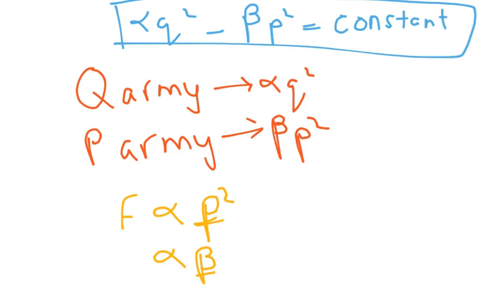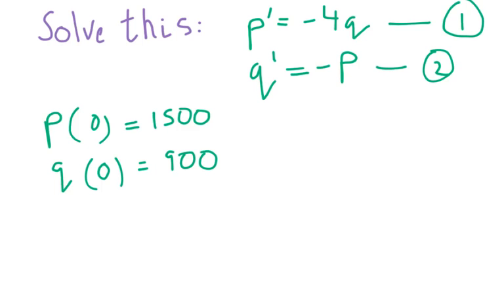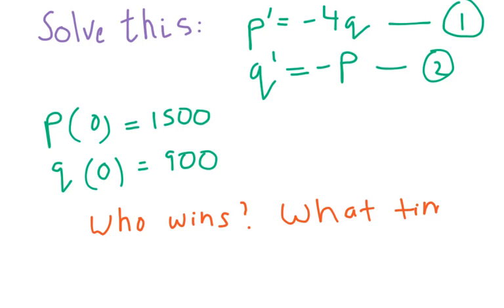So let's solve an example using this model. We have a sum over here. P dash is equal to minus 4q and q dash is equal to minus p, and the initial conditions are p of 0 is equal to 1500, which means the number of soldiers at time t equal to 0 is 1500, and in the Q army the number of soldiers is 900. What we have to find out is who wins, in what time, and what are the losses.